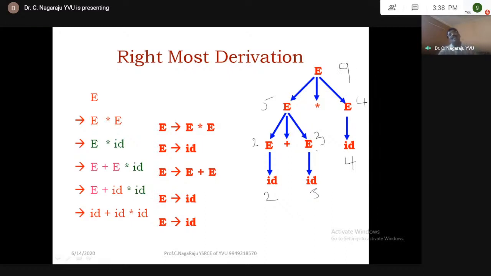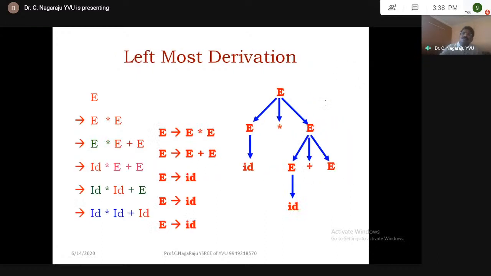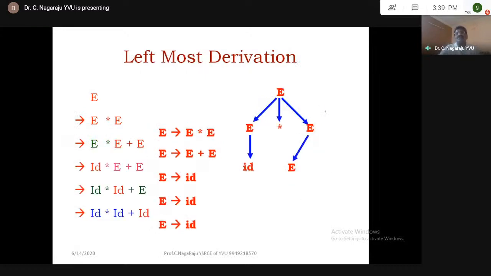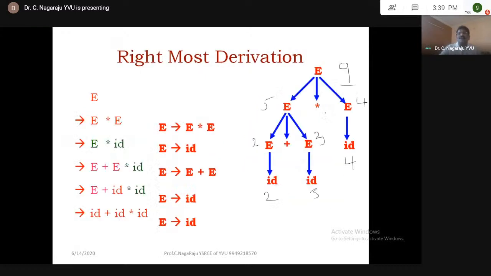But in the previous class you got a different value, right? Here we have the leftmost derivation and the rightmost derivation, so how much value did you get? You got 9 here. But when you use the leftmost derivation, we can get a different value, because the first star will be performed first. Between these two, you can use either the leftmost derivation or the rightmost derivation.